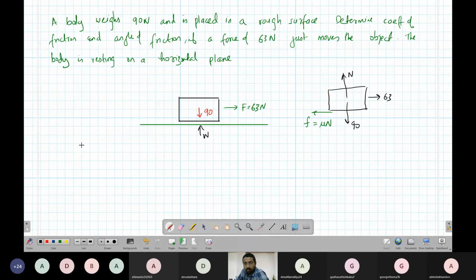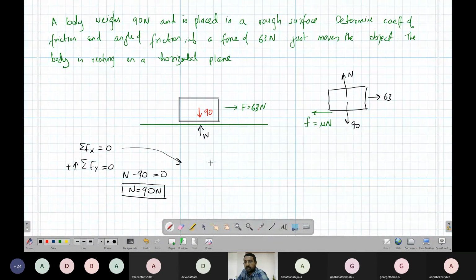So for equilibrium, the summation of forces in x direction should be equal to 0. Summation of forces in y direction should be equal to 0. We will not talk about rotational equilibrium. In the y direction, taking up as positive, we have a normal force upward and 90 Newton downward, which is equal to 0. So this gives my normal force as 90.